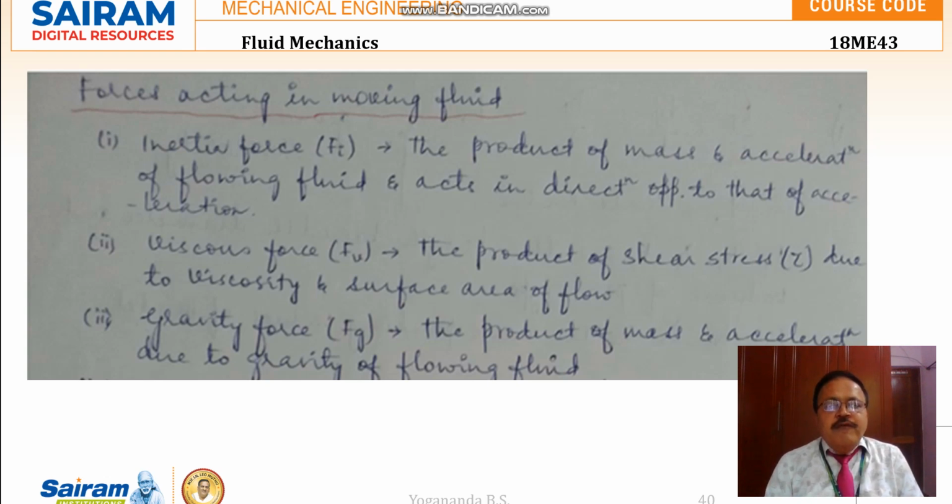Viscous force, Fv. It is the product of shear stress tau due to viscosity and surface area of the flow. Because stress is equal to force by area, so force is the product of stress multiplied by the area. Then gravitational force, Fg. It is the product of mass and acceleration due to gravity. F is equal to mg.